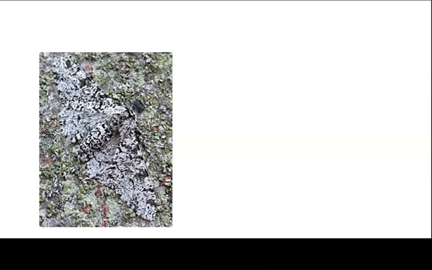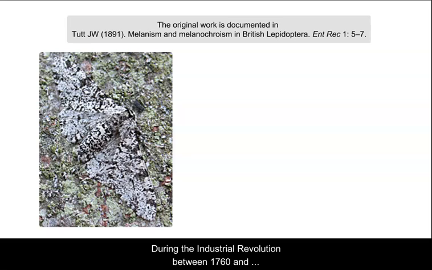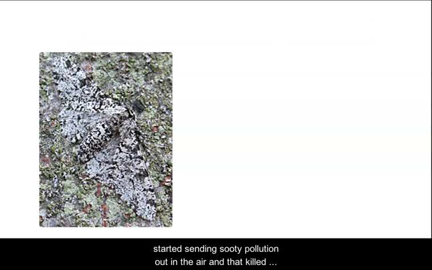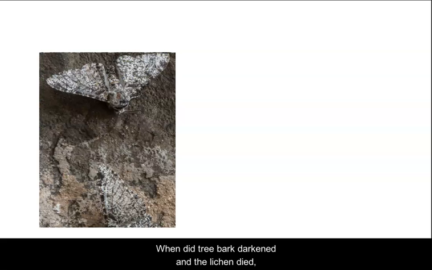tree bark. But during the Industrial Revolution between 1760 and 1840, factories and coal plants started sending sooty pollution out into the air, and that killed the tree lichens, and it also blackened the bark on the trees. So when the tree bark darkened and the lichen died, these pepper-colored moths stood out against the new blackened background, making them an easy target for predators like birds.